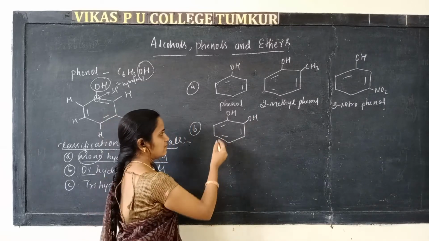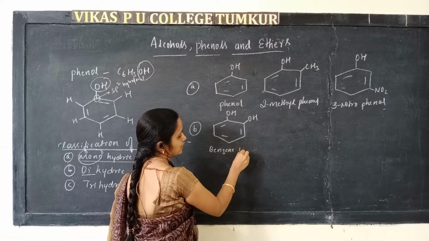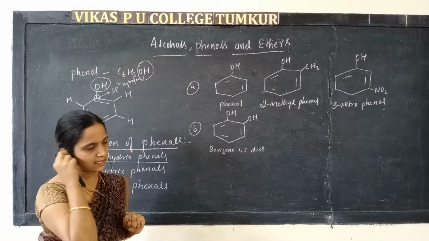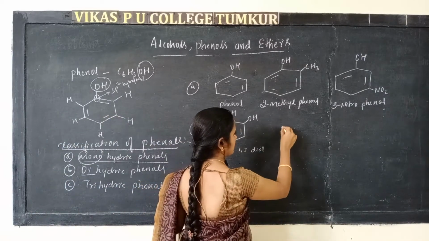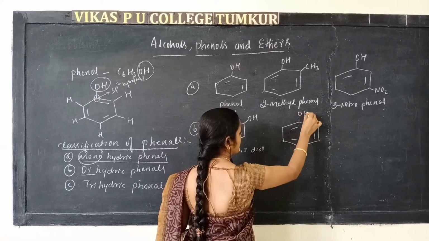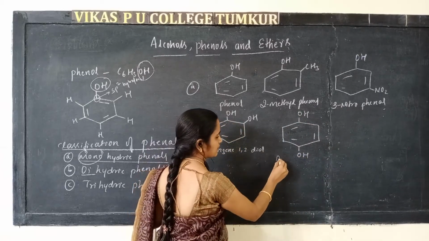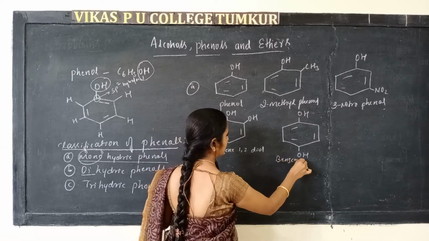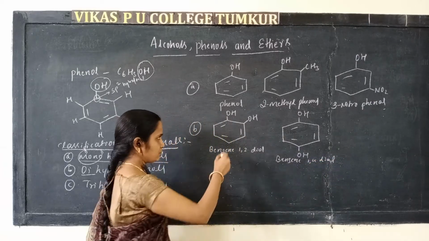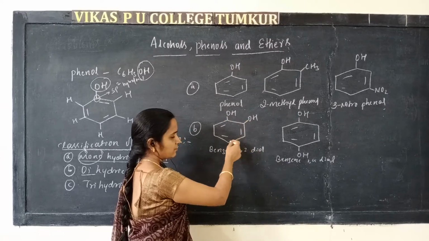The name of this compound is benzene-1,2-diol, where the second OH group is in the ortho position. If you take it in the para position, the name of this compound is benzene-1,4-diol. Here the position we take first is 1, and the next we take as 2, 3, 4, like that.